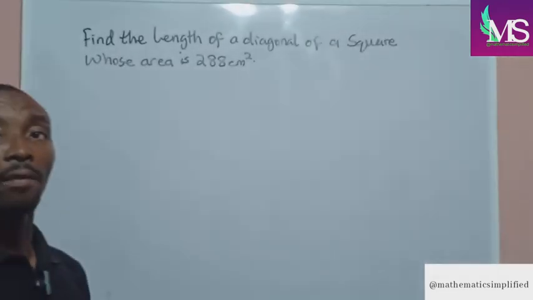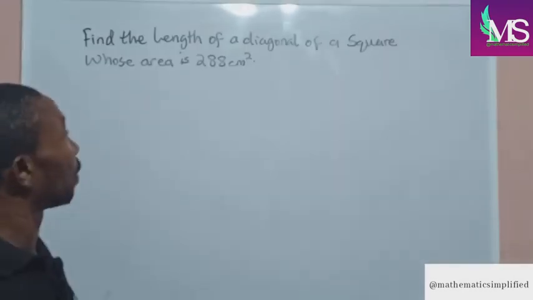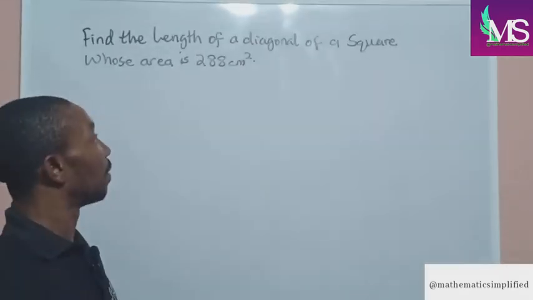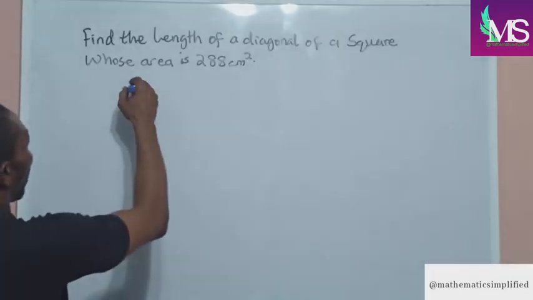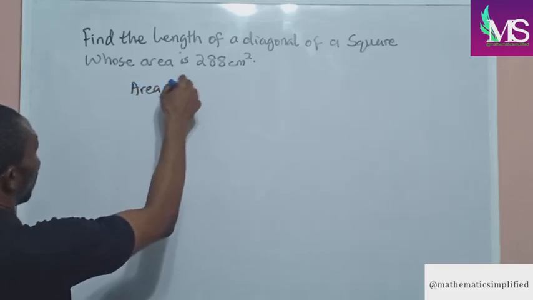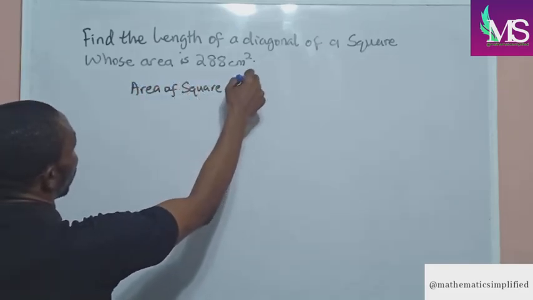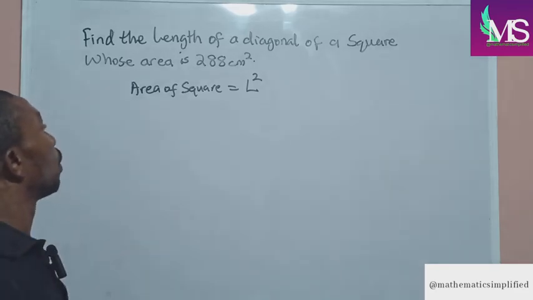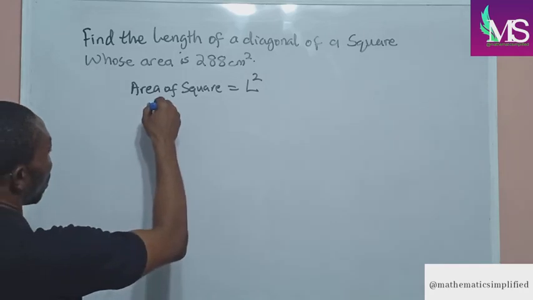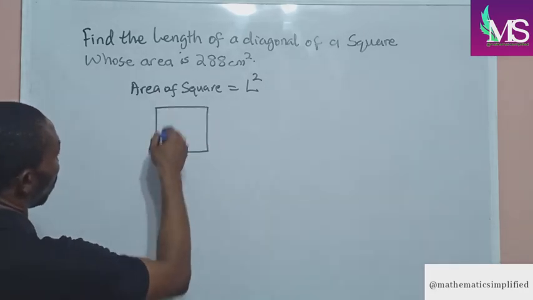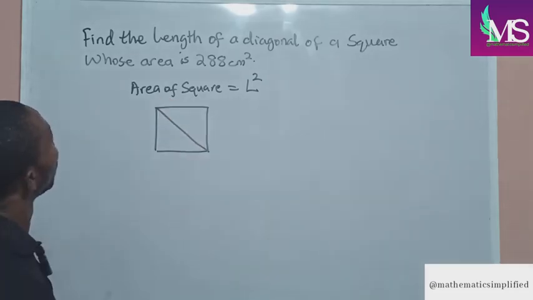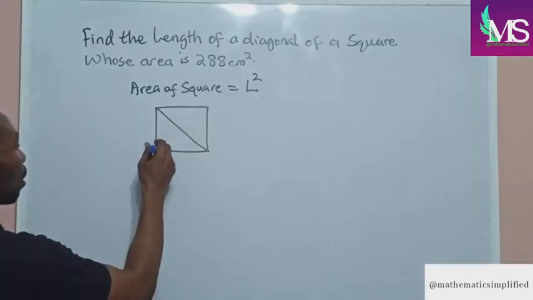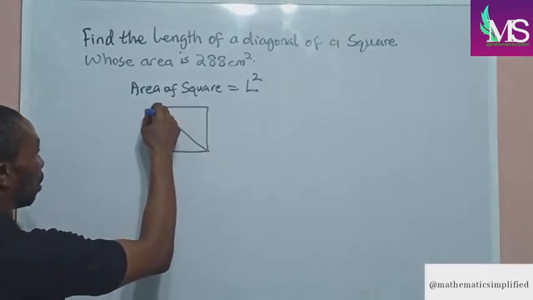Our question says, find the length of a diagonal of a square whose area is 288 centimeters squared. Now looking at this question, we know that the area of a square equals length L squared, length times length. Now, if we look at our square critically, they say we should find the length of the diagonal. One important thing to know in a square is that all angles at the vertices are 90 degrees.